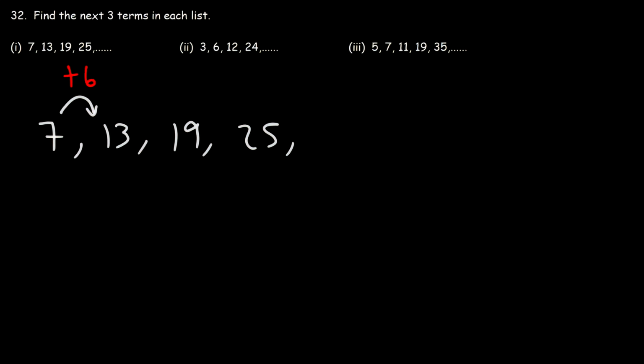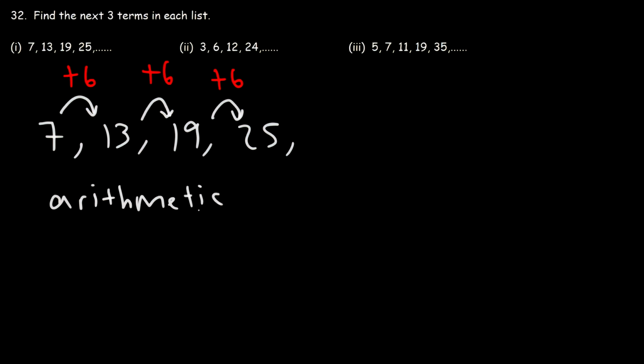If you subtract 13 by 7, you get 6. If you subtract 19 by 13, you get 6. So there is a common difference of 6. This type of sequence is called an arithmetic sequence, because to get the next number, you need to add by a constant number.